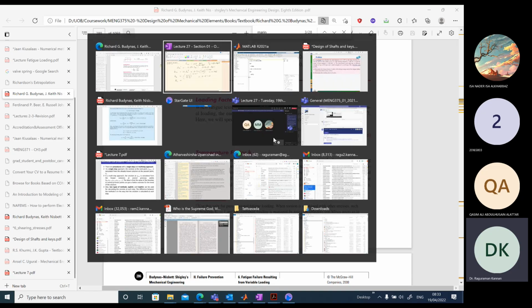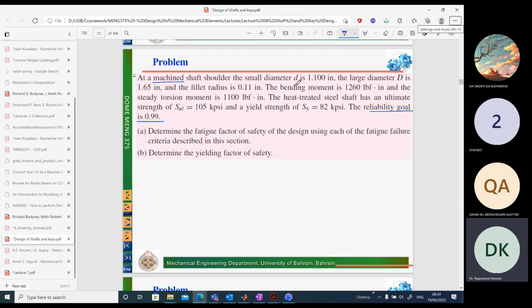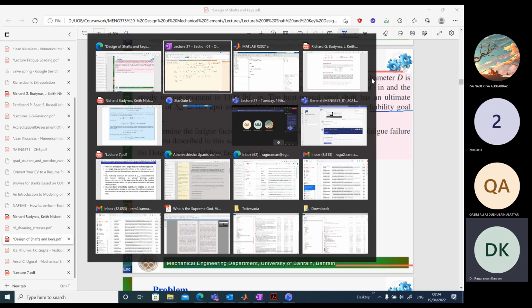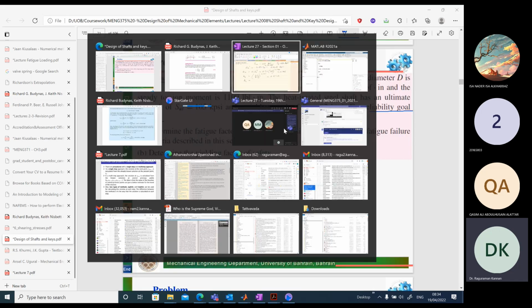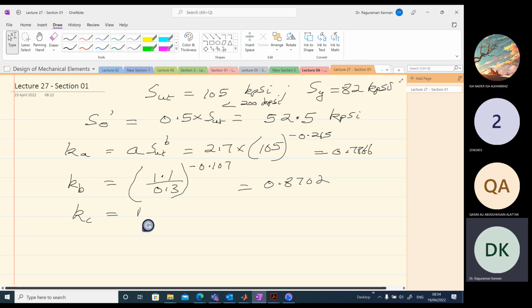We have this. Let's read the problem and see what kind of load we are applying. We are applying bending moment and torsion, so it is a combined load. In the case of the combined load, we cannot use any of these individual values. Rather, we take Kc equal to 1. So directly 1, since it is a combined load.